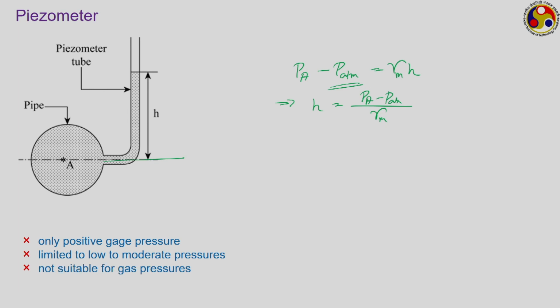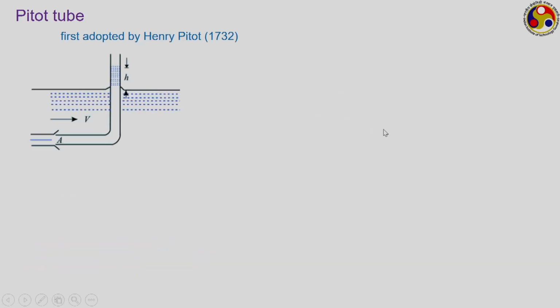Then it is not suitable for gases at all, because in case of gases we are not going to get any kind of free surface, and so it is not going to form any kind of column like this. It is limited only to liquid pressure measurement, generally liquids which are not corrosive and not at very high temperatures. But one important application of this piezometer can be in case of a pitot tube.